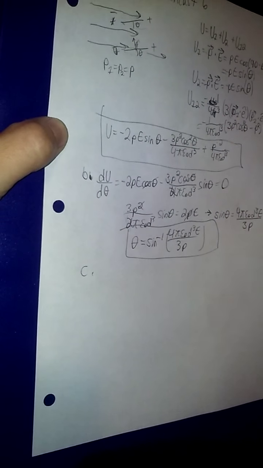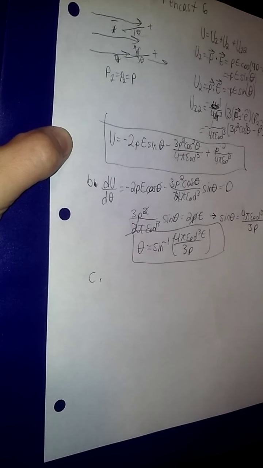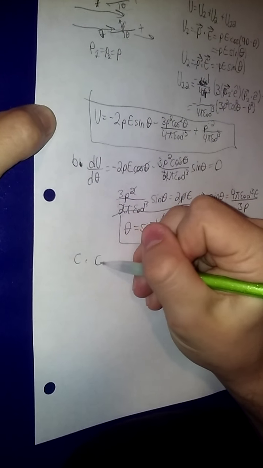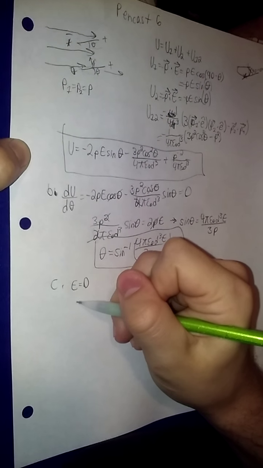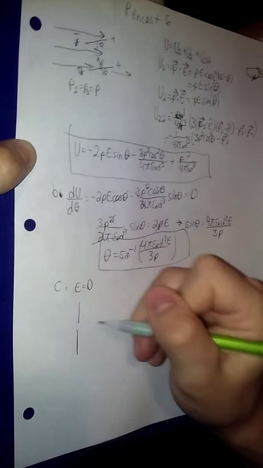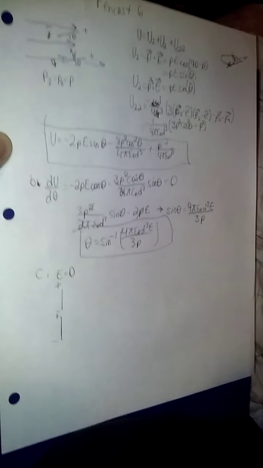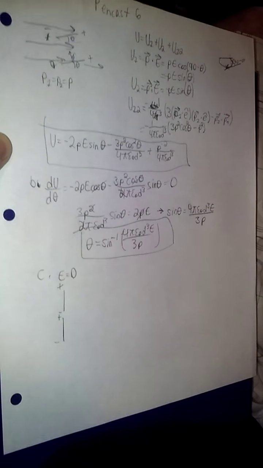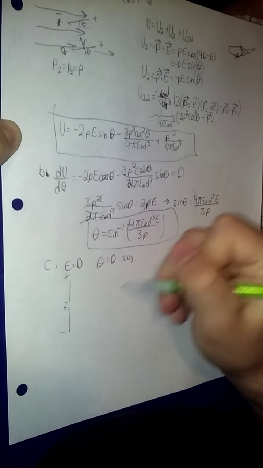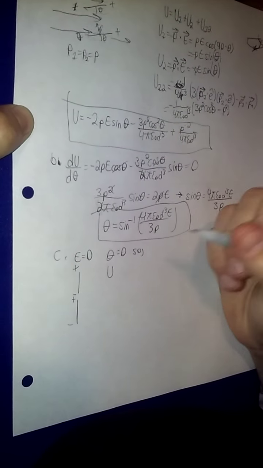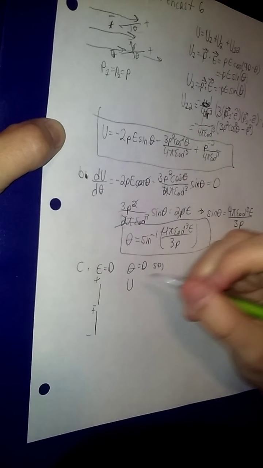And then last, as E goes to 0, our dipoles will want to go into equilibrium, which means they'll be facing each other, and the angle between them will then be 0. Theta is 0 anyway.